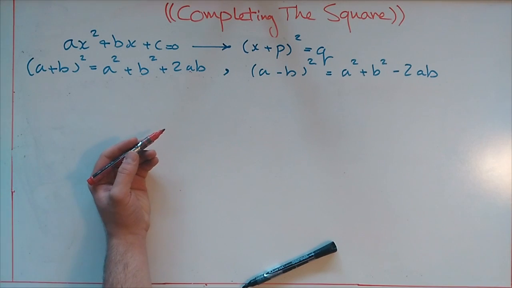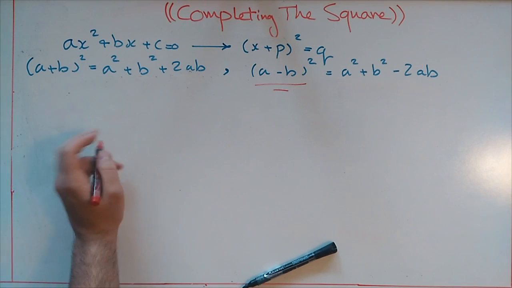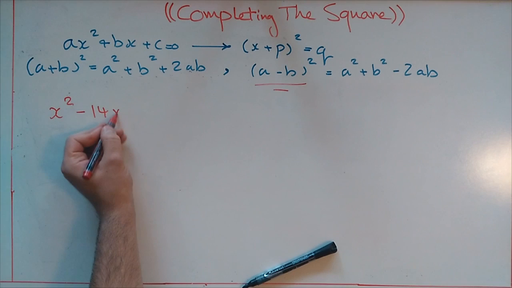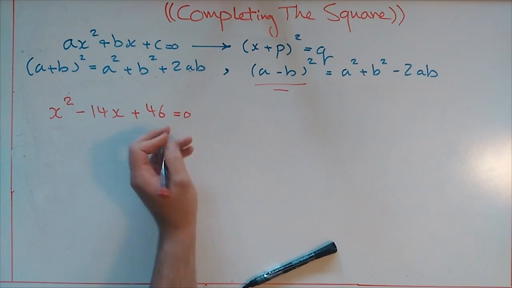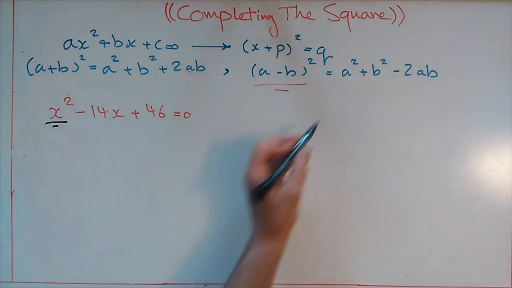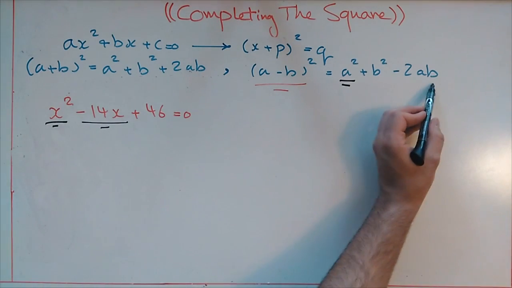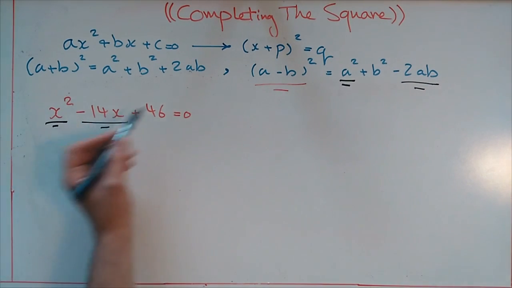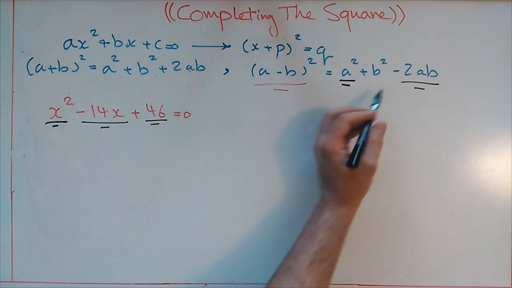Now we're going to solve an example in which we need to use this format instead of the other one. So if we have x squared minus 14x plus 46 equal to 0, again we see that x squared can represent the a squared, negative 14x representing negative 2ab, not positive, because it's negative 14. If it was positive 14x, then we should use this format. And then the 46 represents the b squared.